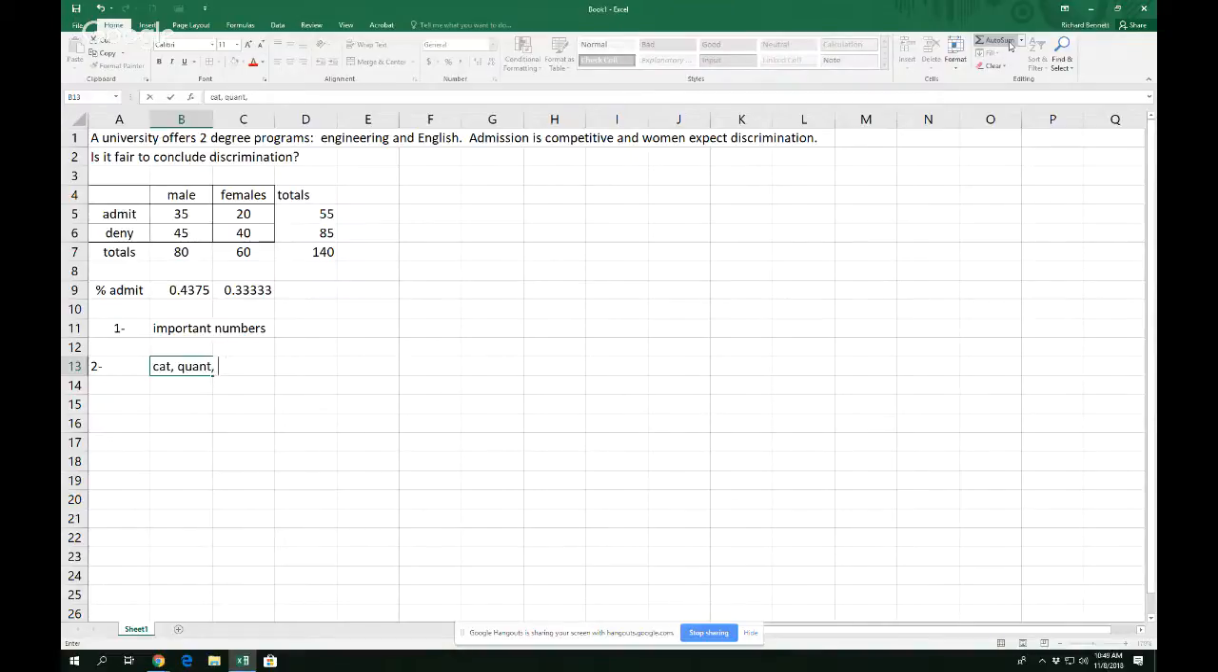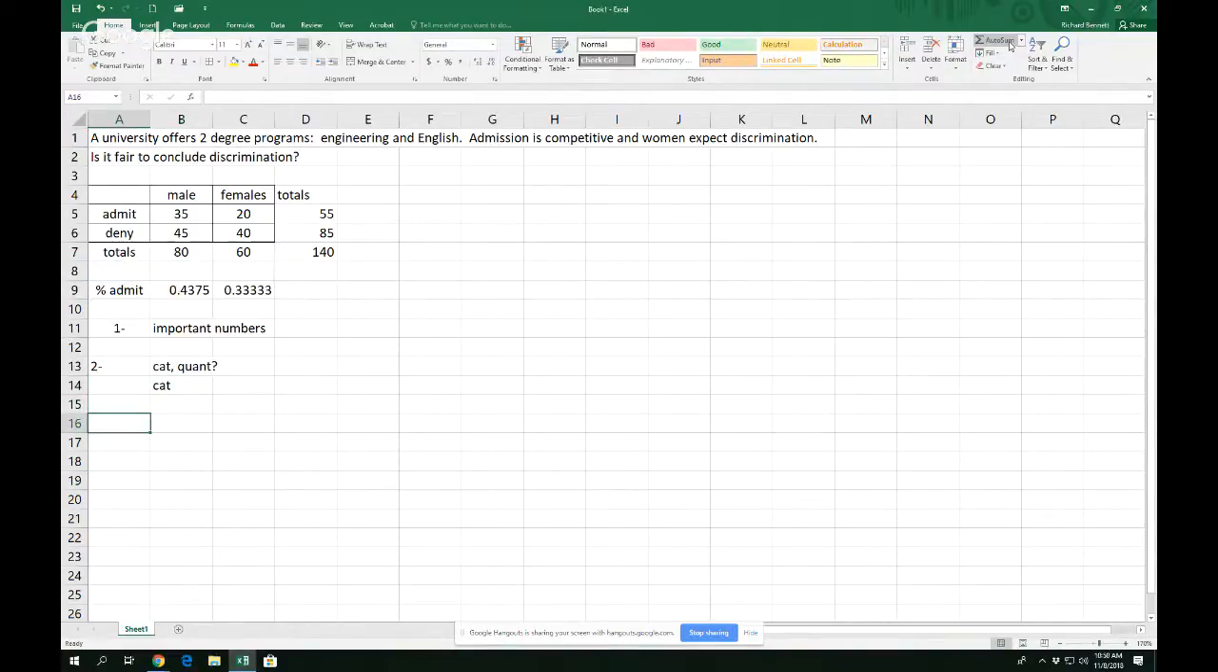Categorical, quantitative, or regression. Oh, you don't ask that one. You just say categorical or quantitative. Sorry, I went into Math 2040 mode. Okay, categorical or quantitative? Categorical, and the categories are? No, those are the groups. Admits and denied. Okay, those are your categories, admit and deny. Males and females are your groups.